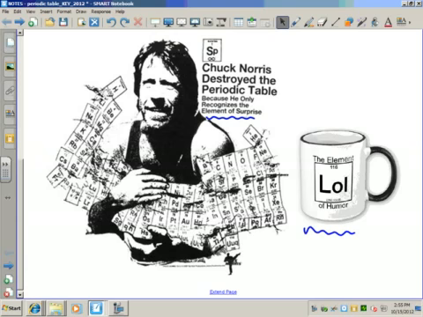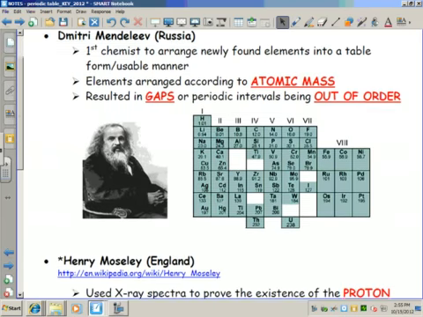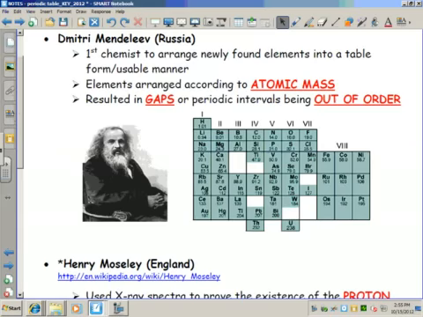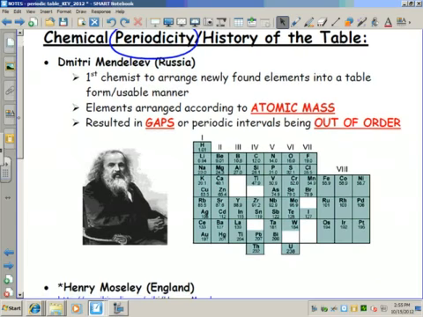Couldn't help it. Anyway, we're moving on to the history of the periodic table and what we are going to talk about in terms of periodicity. This word here, it's a long word for what it means to be repeating regularly. The first guy we give credit to in terms of organizing the elements in the earliest form of the periodic table is Dmitry Mendeleev.